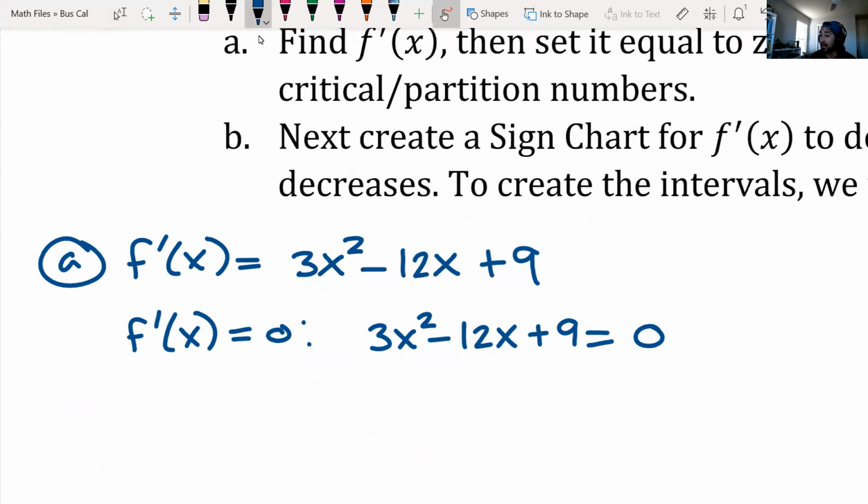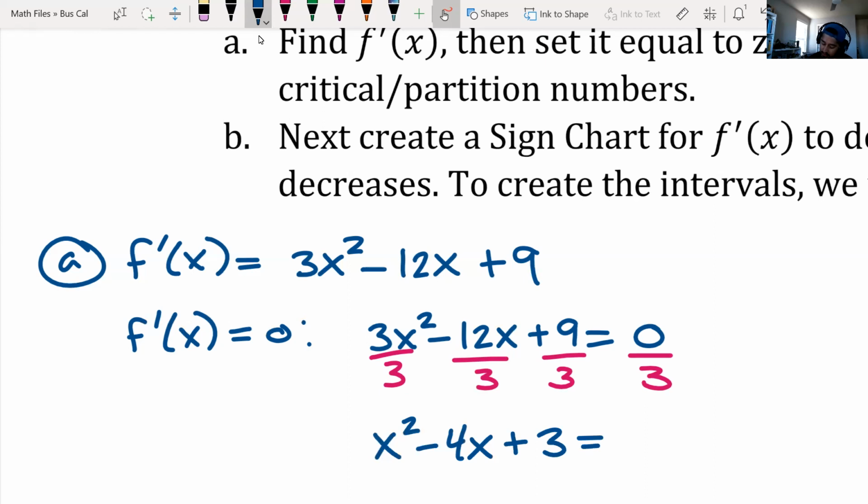What could I divide out of all 3 of these terms? Or I guess, what could I factor? Out of 3, 12, and 9, I could take out a 3. But since it's an equation, I'm not going to factor it out. I'm just going to divide it off. And we're only allowed to do this because it's an equation. So this means I'd get x squared minus 4x plus 3 equal to 0.